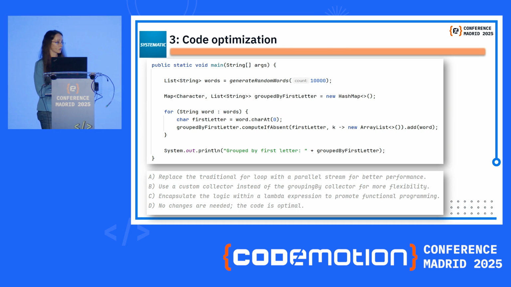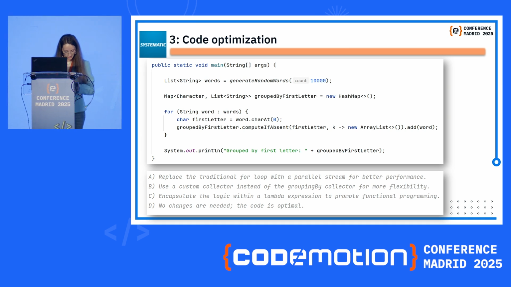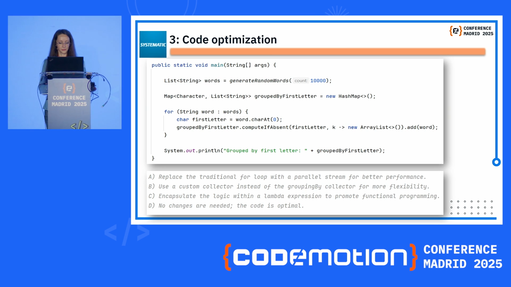So if you want to improve something, how would you do that? Out of those 4 options: use parallel streams, use custom collectors, lambda expressions, or nothing. And I think the battle is for now between A and C, and a few selected B. Let's see till the end. You still have time. A few more seconds.